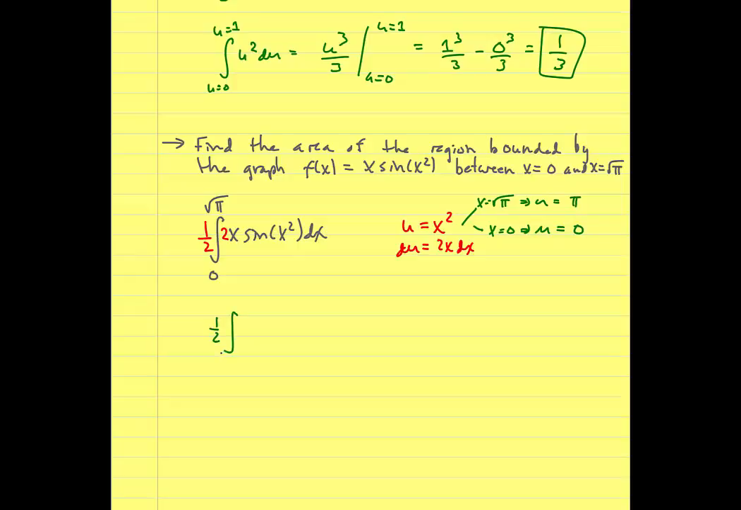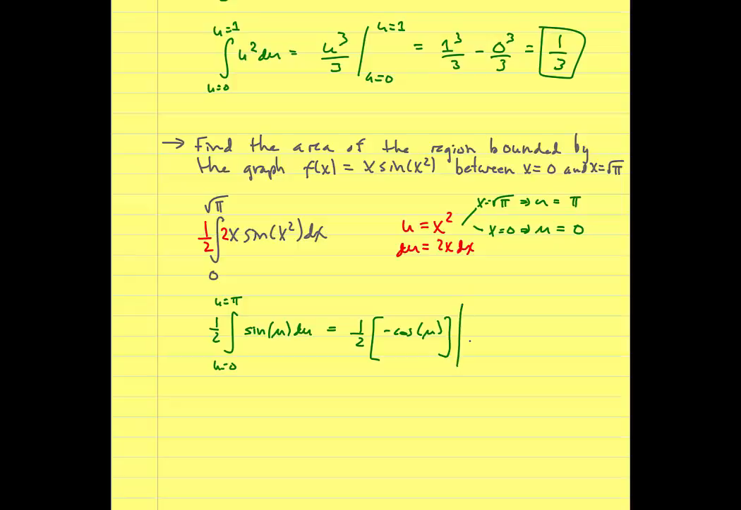So now my new integral, 1/2 on the outside, my limits of integration go from u equals 0 to u equals pi. This 2x dx is my du. Sine of x squared is sine of u. So this looks like the sine of u du. So drag the 1/2 along. The integral of sine is negative cosine. Now if you want to check that, the derivative of a negative cosine is a positive sine.